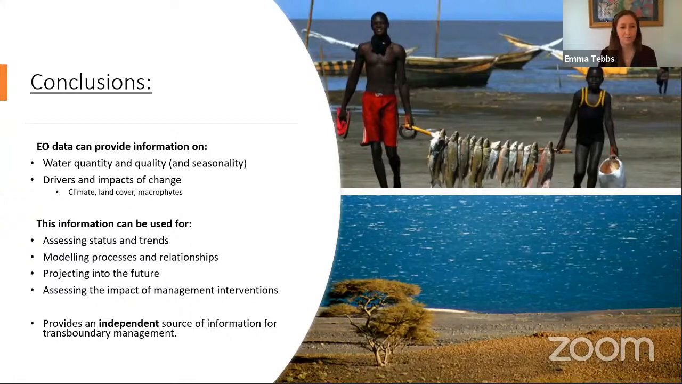Okay, so that brings me to the end. Just to conclude, hopefully I've demonstrated how we can use Earth observation data to provide information on both water quantity and quality, and also looking at the seasonality of those as well. And then bringing in other data sets to then look at the drivers and impacts of those changes. So looking at things like climate, land cover, and macrophytes.